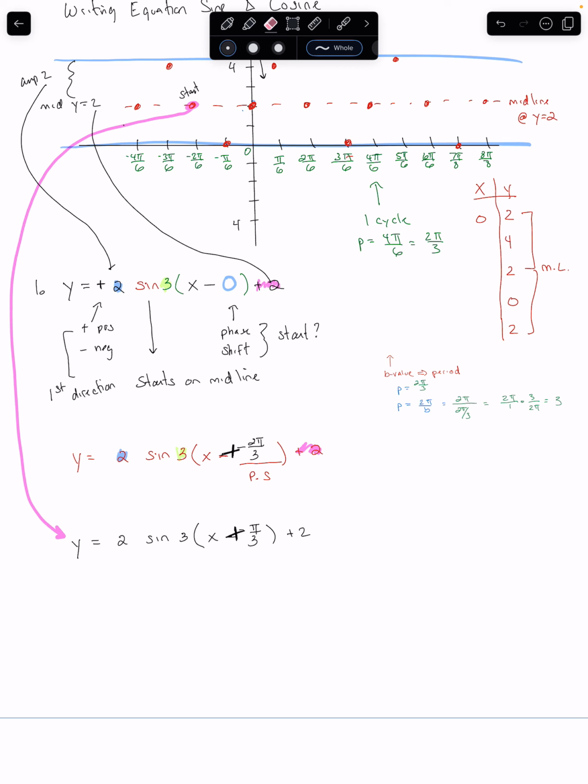Now, I'm going to go back to this problem for a second. When I started here, at negative 2 pi over 3, the first thing I did was go up. Right? First thing I do when I'm drawing this function is I'm going up in a positive manner. Right? So because I'm going up positive, then my amplitude is going to be positive.